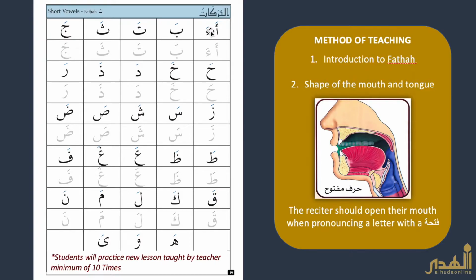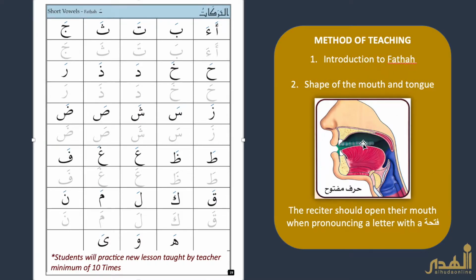Now, this is also very important because a lot of times people make this either very heavy, like they'll say oh, or they'll say a without opening their mouth, because fathah means that we have to open our mouth whenever we are saying this. So this is a nice image here, and this is how our mouth should be. It should be open, not too wide, not too little, and our tongue should be completely flat when we are saying the harf maftuh, right? The letter that has a fathah on it.